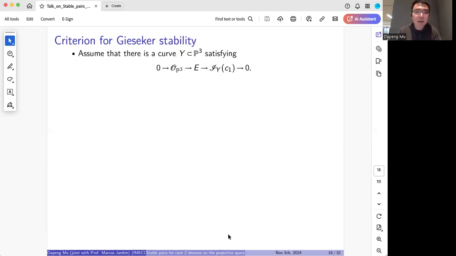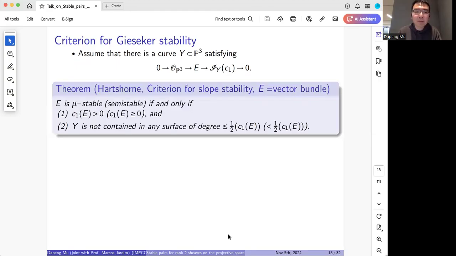Okay, now I think I can introduce this criterion. Let me start with this correspondence. We have a pair E with a section, and correspondingly we have a curve, which means we have this sheaves sequence. Hartshorne has a theorem, a criterion for slope stability of a vector bundle. For a rank 2 vector bundle corresponding to a curve Y, this bundle is mu stable or semi-stable if and only if the following two items hold.